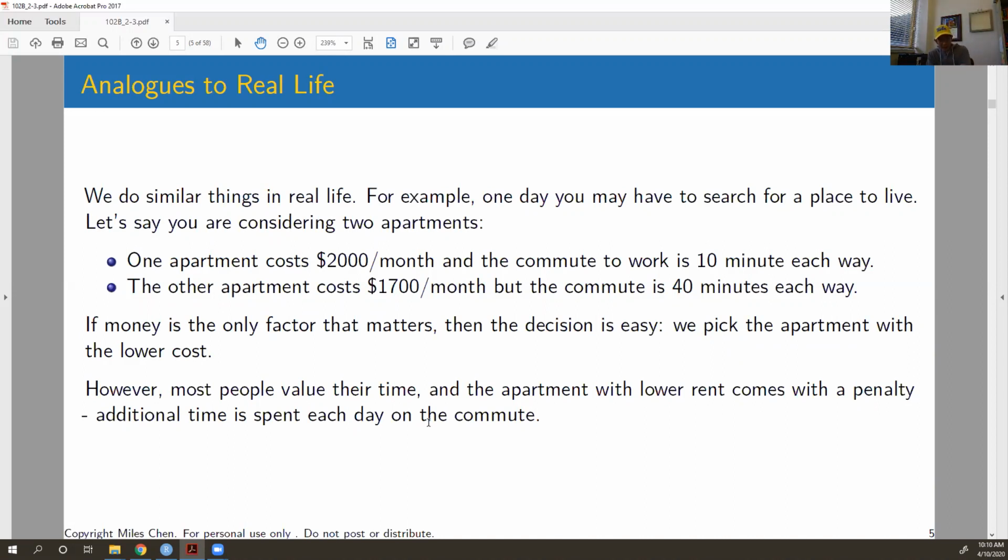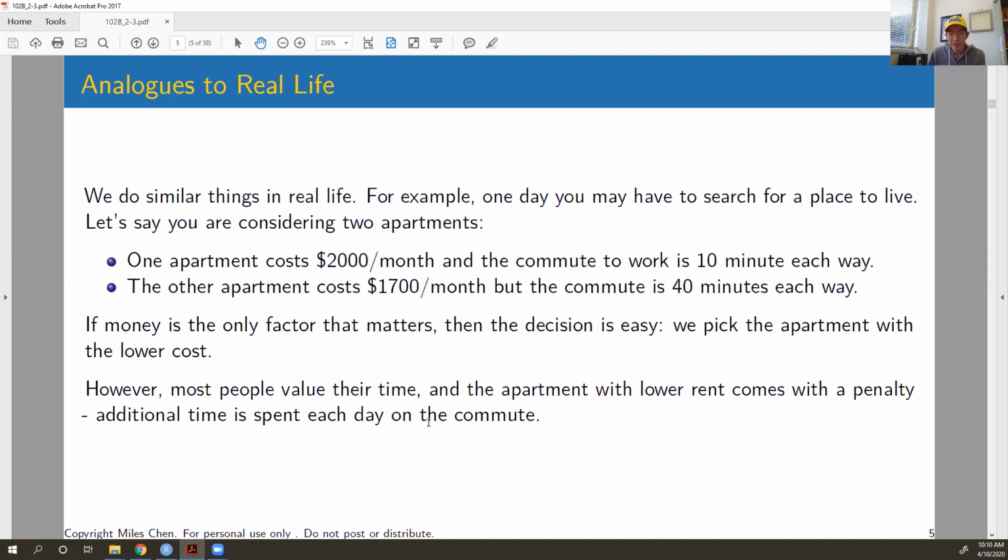Here's an analogy from real life. One day maybe you have to search for a place to live, and let's say you're considering two different apartments. I just made up some numbers. Let's say one apartment costs $2,000 a month, but the commute to work is only 10 minutes each way. The other apartment costs $1,700 a month, so $300 a month less, but the commute is 40 minutes each way. So which apartment do you pick?